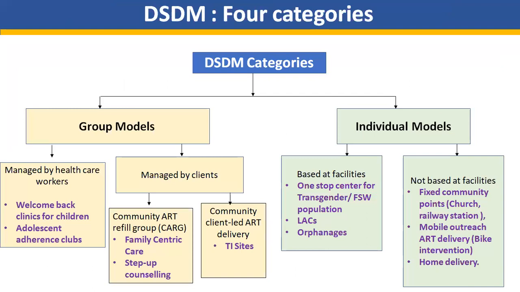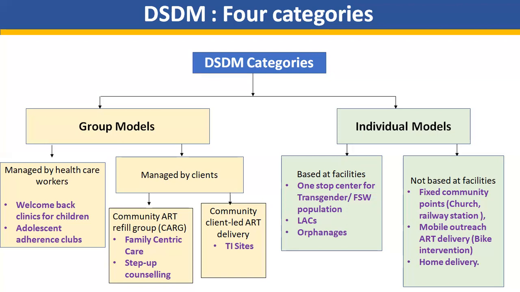Now, coming to the DSDM, differentiated service delivery model categories, we usually have two broad classifications, that is the group model and the individual model. A group model is management by the healthcare worker or management by the clients themselves. Healthcare workers, like for all our patients, especially the children, as we said, they are the advanced disease patients, advanced management patients. So for them, we can have the welcome back clinics. For adolescents, we have the adolescent clubs where they can share their own problems.